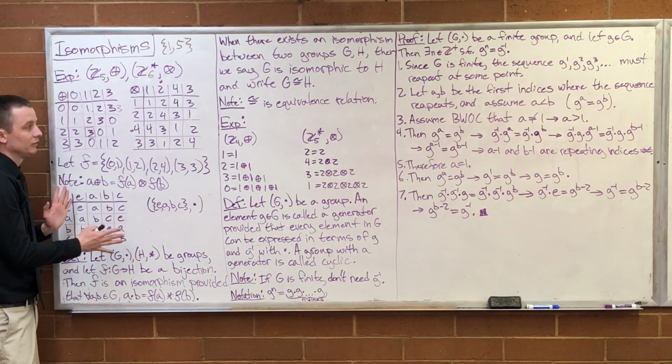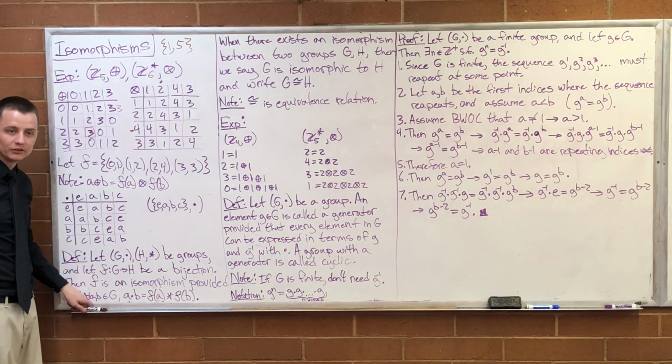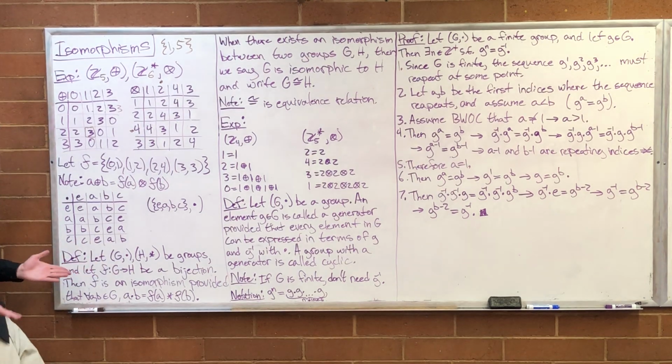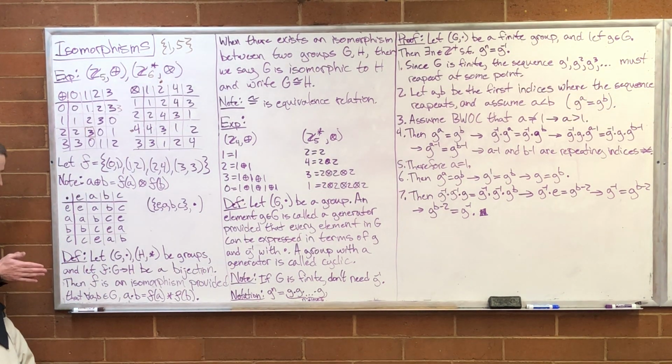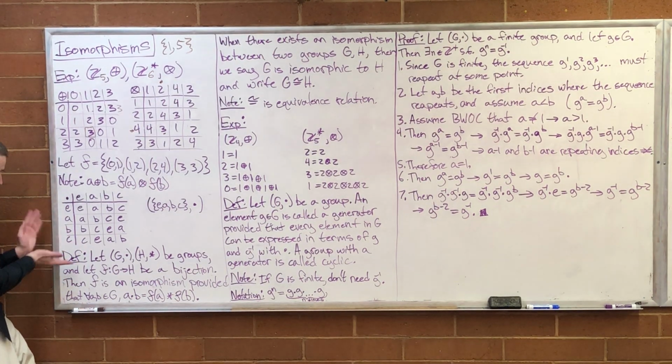So this is a very contrived example to show you a very specific case of where it happened to work and they happen to be the same. That make sense? Okay. And so that's what we mean when two groups are isomorphic. They have the same structure. Good?